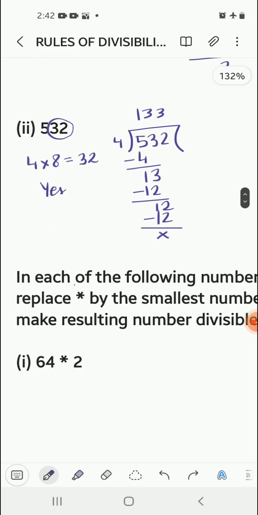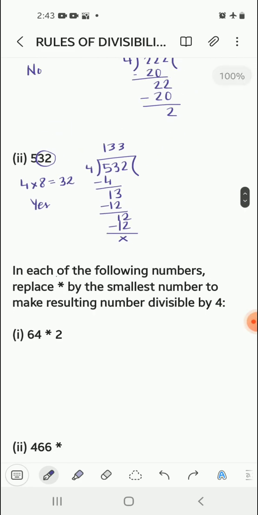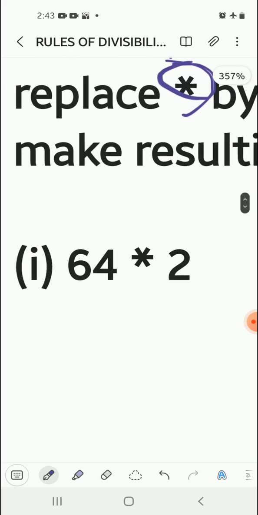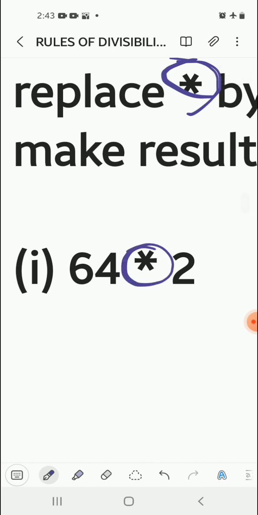Now we are going to move to a question. The question says, in each of the following numbers, replace the star by the smallest digit to make the resulting number divisible by 4. The number that we have is 6, 4, star mark, and 2, where we have to replace the star with a digit. The rule of divisibility of 4 says that the last two digits of the number must be divisible by 4. So the first step is to write down the table of 4 so that we can find which multiples of 4 have 2 at the end.